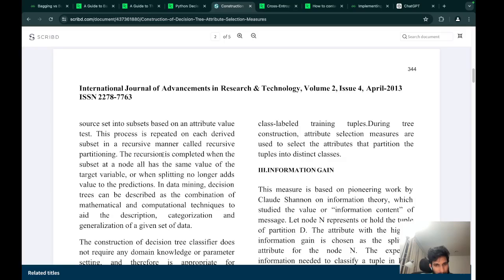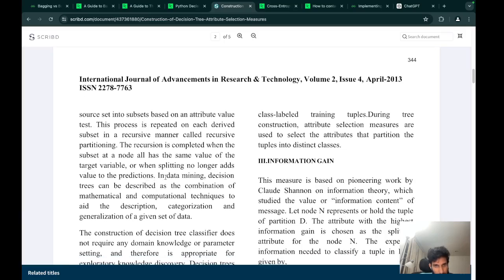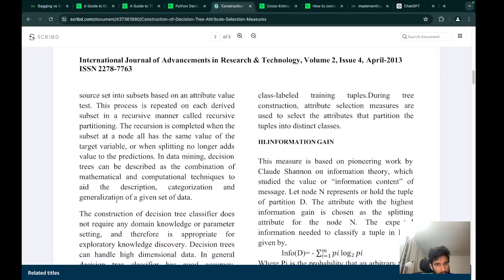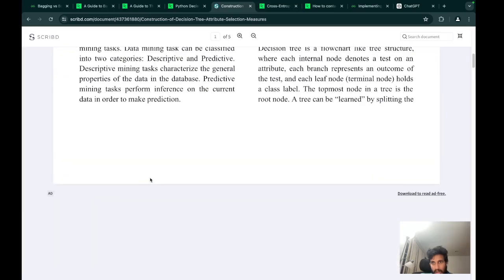The recursion is completed when the subset of a node has all the same value of the target variable, or when splitting no longer adds value to the predictions. In data mining, decision trees can be described as the combination of mathematical and computational techniques to aid the description, categorization, and generalization of given data. I have no clue what that meant. It's basically jargon.